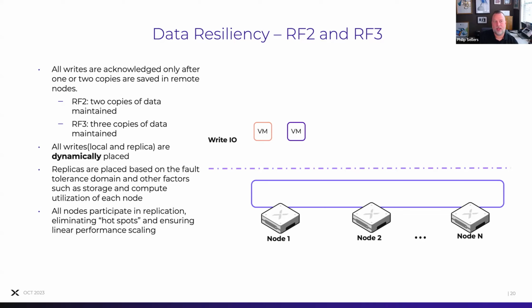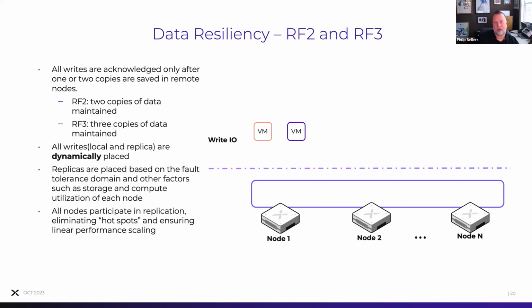Same way, RF3 and FT of 2 are kind of the same concept. Not the same thing, but the same concept. And with RF3, we're going to have 3 copies of data maintained throughout the cluster. And because we have 3 copies of data, we need more than 3 nodes. So 5 minimum for an RF3. And we want to make sure that we've got enough places to manage all of those blocks and make sure that those writes get placed, both locally and to all of the replicas throughout the system.